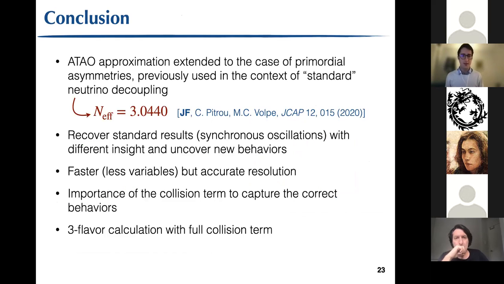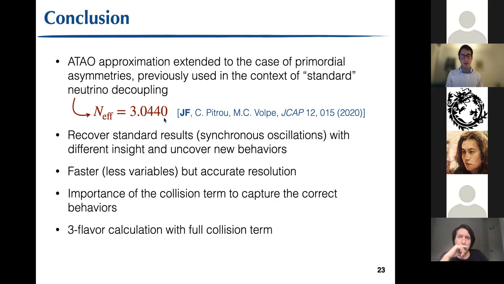So just to conclude, I presented here this ATAO approximation that was previously used to derive, in our previous paper, this result and the new recommended value for the effective number of neutrinos, and we extended it to the case including primordial asymmetries. So it managed to recover standard results like the synchronous oscillations, but also uncover new behaviors. Well, I talked about the quasi-synchronous oscillations.